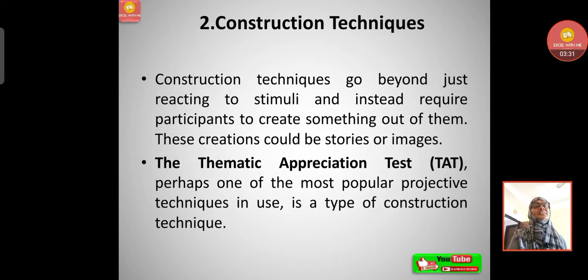Now the second one is construction techniques. These go beyond just reacting to stimuli and instead require participants to create something out of them. These creations could be stories or images. In the association technique, they show the picture and ask immediately what you think of it. Here, something extra has to be given. If one picture is given to them, they have to narrate a story out of that image.